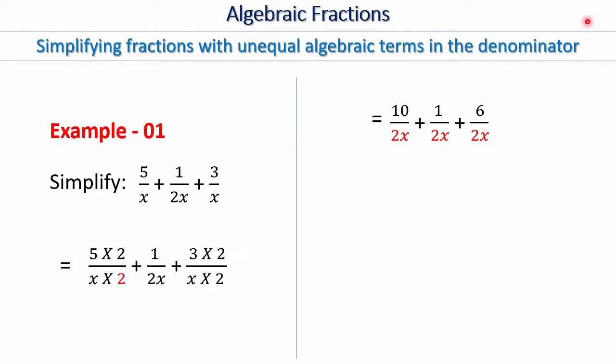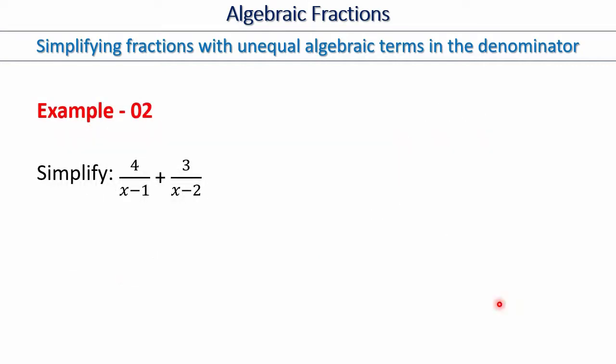So same denominator. Therefore, I can add these numerators. Numerator become 10, 1 and 6. So if you add all these numerators, 17 upon 2x. That is the final answer. So you must remember, we have to make this denominator same.